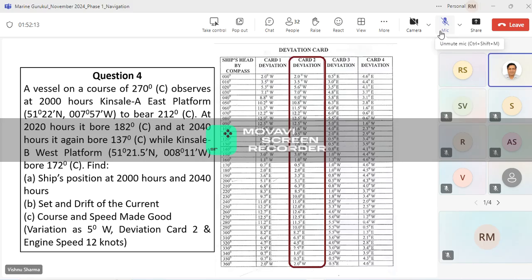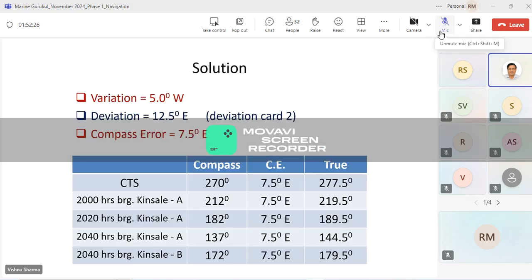277.5. Okay. 219.5. Can you announce the compass error first, beta? 7.5 degrees. Very good. Now here are the corrected bearings. If anybody has any doubts, let me know. 277.5, 219.5, 189.5, 144.5, and 179.5. Praveen, are these bearings correctly corrected, beta?